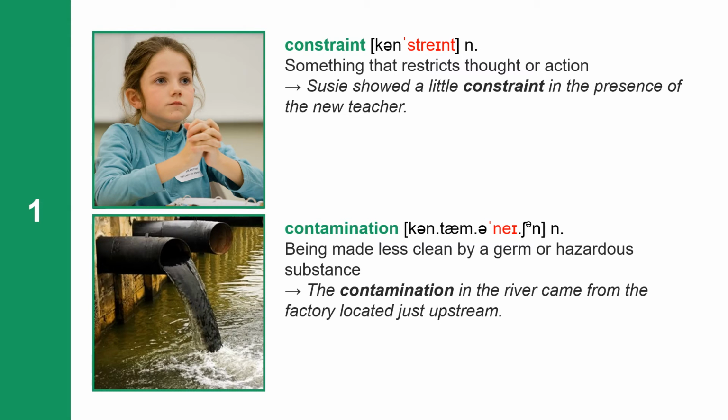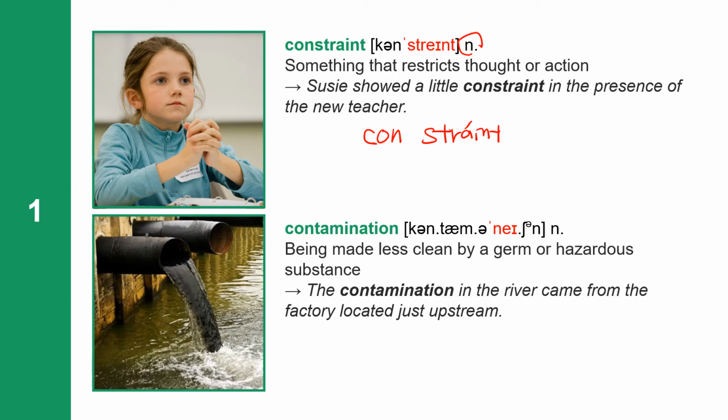Today we are going to study 10 words. The first one, constraint. Constraint has two syllables, C-O-N-S-T-R-A-I-N-T. Accent on the second syllable, constraint. Constraint is a noun. Constraint means something that restricts thought or action. Susie showed a little constraint in the presence of the new teacher. Constraint.